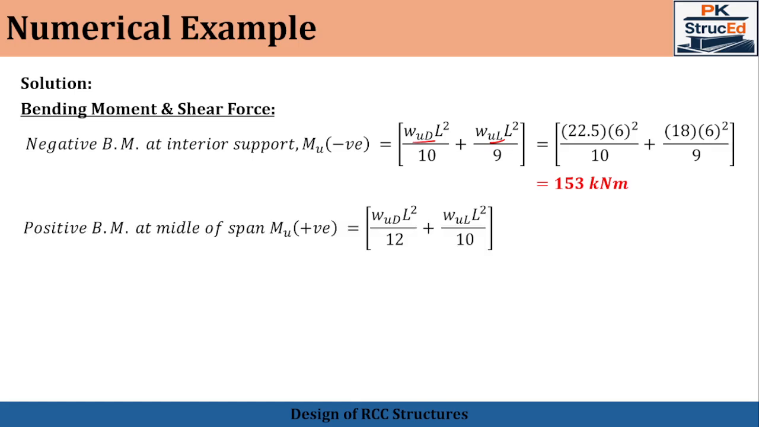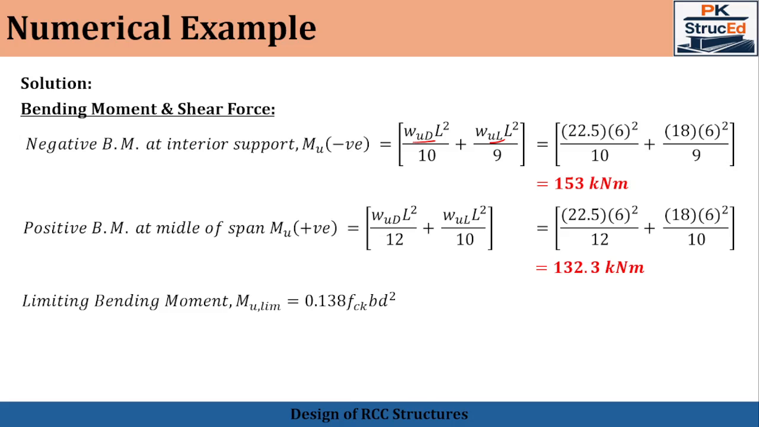Similarly, the positive bending moment has to be calculated, and that will act at the midspan area. So the formula used is W_DL squared by 12 plus W_LL squared by 10. Substituting the dead load, live load as well as the effective span, we'll get the positive bending moment as 132.3 kilonewton meter.